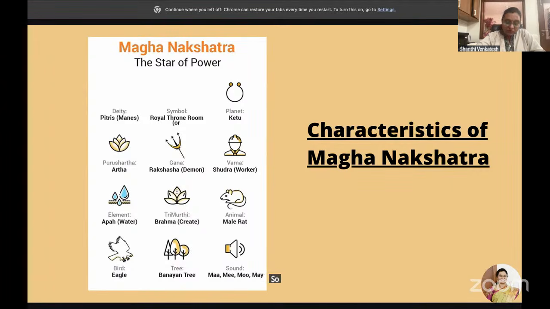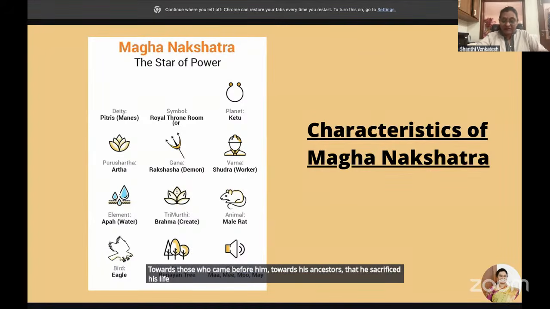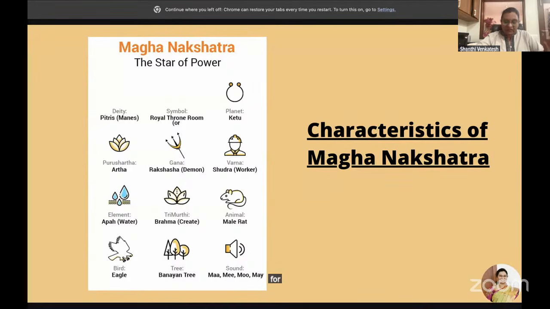So, what does this story make us understand about the characteristics of Magha? That is the essence of Magha. Here Bhagiratha did not live for himself. His main aim in life, or his sole purpose in life, or we can say he felt so very responsible towards those who came before him, towards his ancestors, that he sacrificed his life for them. He did not live for himself. He honored his ancestral lineage, performed great effort for them, and ultimately brought liberation for them. That is the essence of Bhaga Nakshatra.